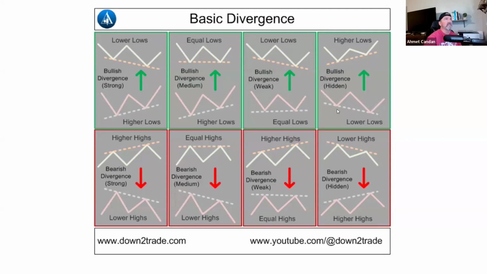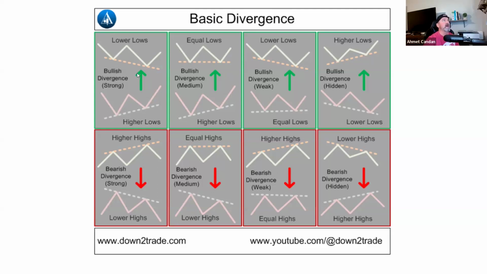Now, the thing about regular divergence is it signals a possible reversal in the market. So in a downtrend, we look for perhaps this bullish divergence signal, which would signal a possible reversal, a bullish reversal, which is why we call it bullish divergence.